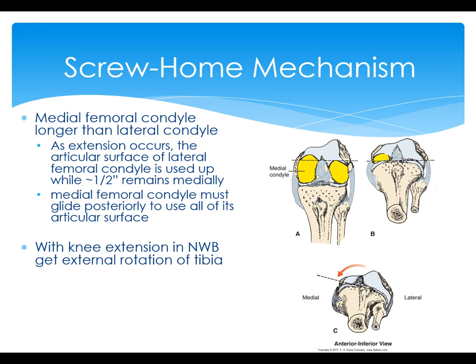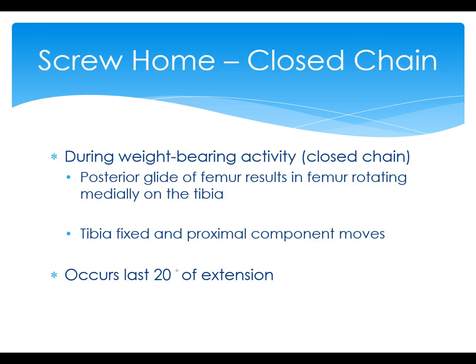With knee extension in non-weight bearing, you get some external rotation of the tibia. During a weight-bearing activity, say like squats, or what's called closed chain, you have a posterior glide of the femur, which results in the femur rotating medially on the tibia. This all occurs in the last 20 degrees of extension.